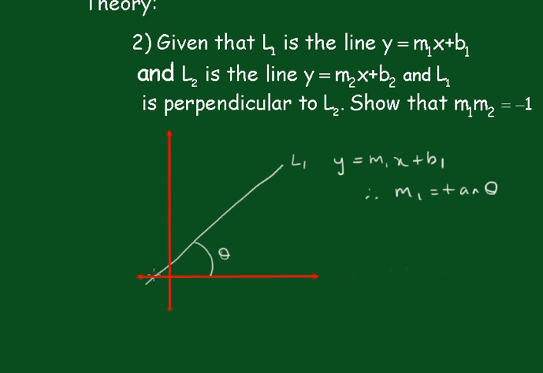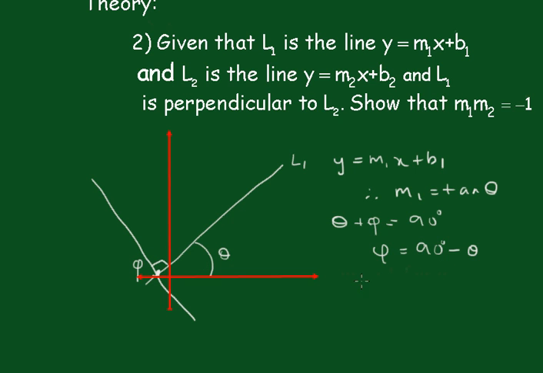Now we'll draw another line, and for convenience we'll draw it through here. There we go. And we'll make that angle here phi. Now that's at right angles. This is a straight line. So we know that theta plus phi must be 90 degrees. Or we can say that phi equals 90 minus theta.